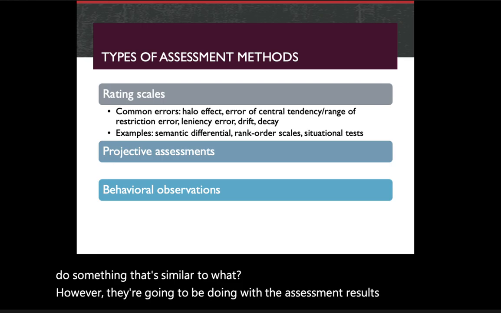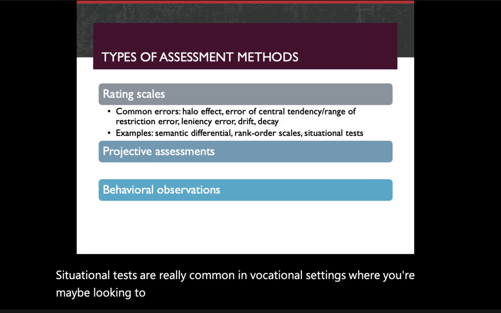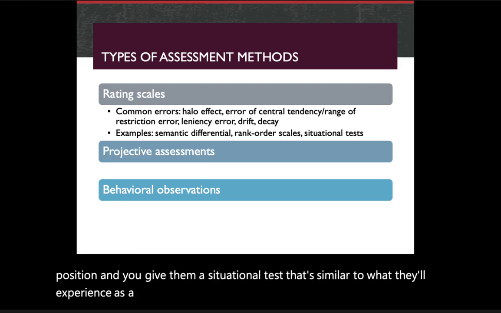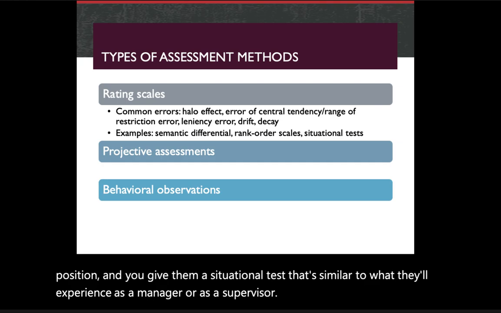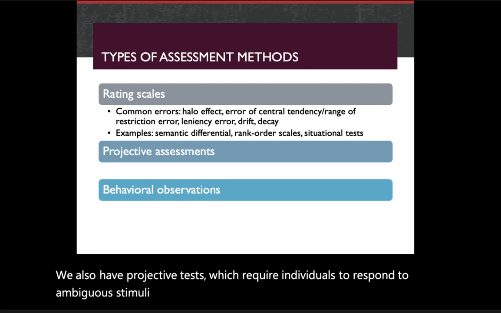Situational tests are really common in vocational settings where you're maybe looking to hire someone into a managerial position or a supervisor position, and you give them a situational test that's similar to what they'll experience as a manager or as a supervisor. We also have projective tests, which require individuals to respond to ambiguous stimuli. And their responses are then subjectively evaluated by a counselor.